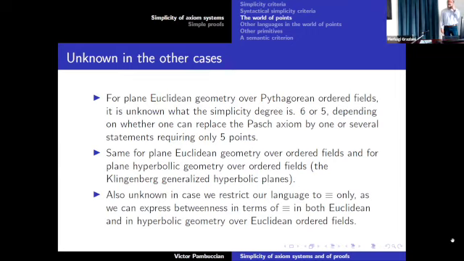Also unknown is what do you do if you just have congruence and you just want to say the basic structure of the Euclidean plane. So in other words, Euclidean geometry over arbitrary fields of characteristic different from 2, in which there is an element that is not a square. In these, you can generalize the idea of the complex field and create a geometry of just distance. What is the simplicity degree of that? It's not known.